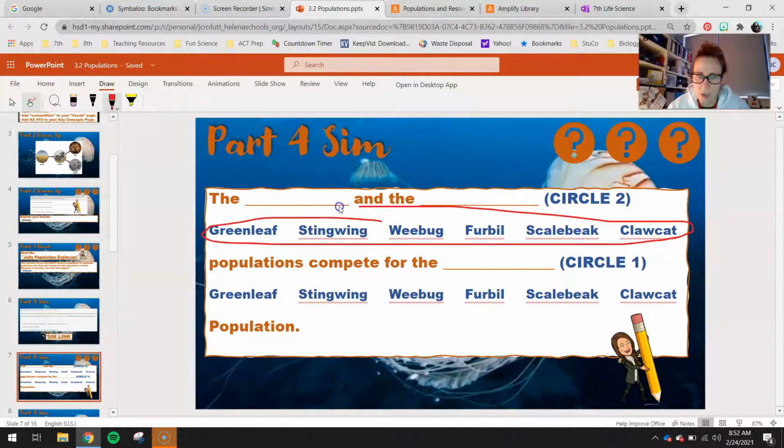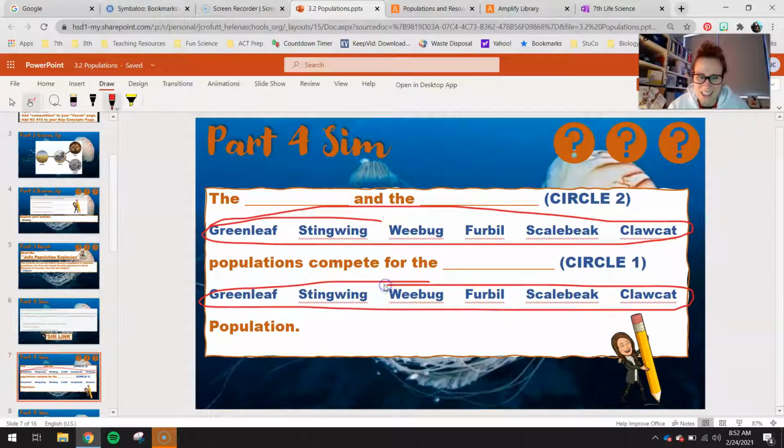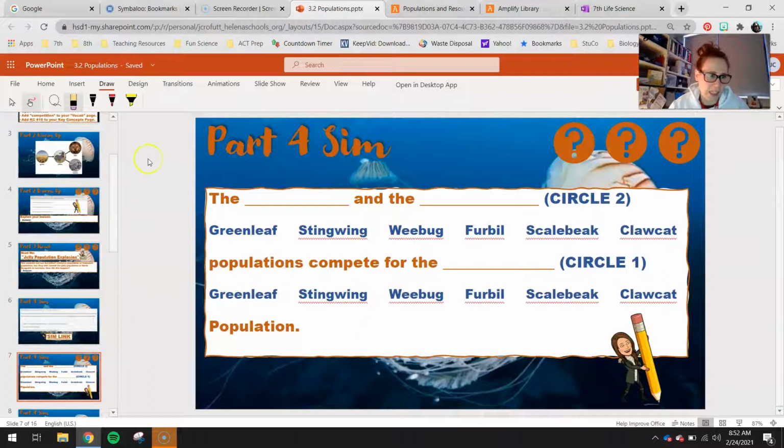Okay, so what are your 2 competing organisms? The blank and the blank are competing for, and what do they eat? So circle 1 here telling me what they eat. So again, circle 2 right here. Those are your 2 competing. And circle 1 here, that's the thing that those 2 populations eat. Okay, moving along to the next slide.